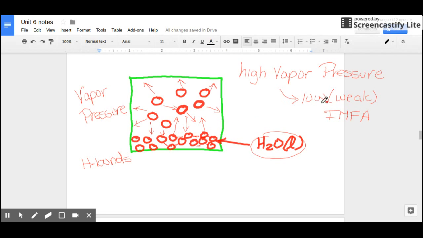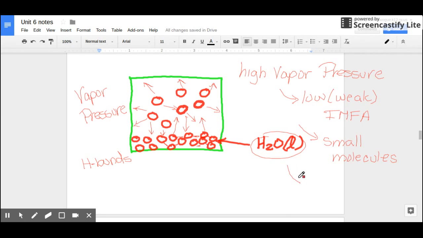So the weaker your intermolecular force of attraction, the higher your vapor pressure is going to be, because you're going to be able to escape into this space and you're going to be bouncing off the walls of the container more than if you stayed in the liquid phase. The other way that you can exert a high vapor pressure is to be a small molecule, because small molecules tend to evaporate quicker than larger molecules. So small molecules also have higher vapor pressures.